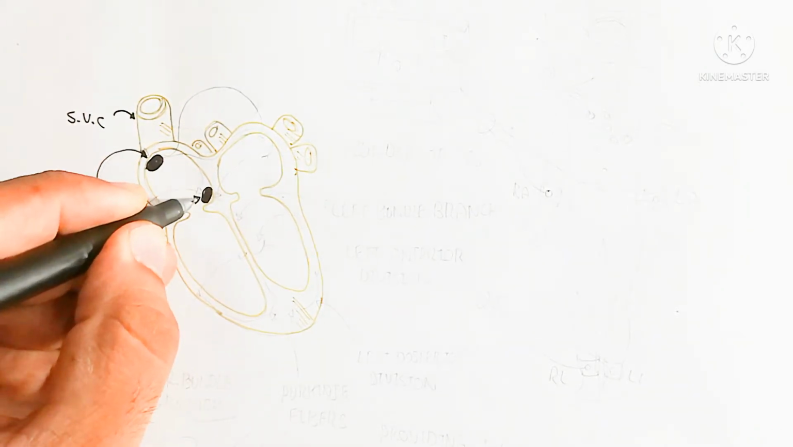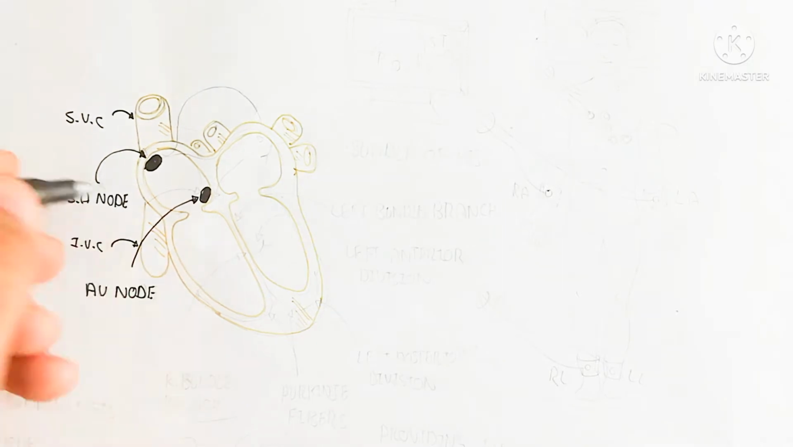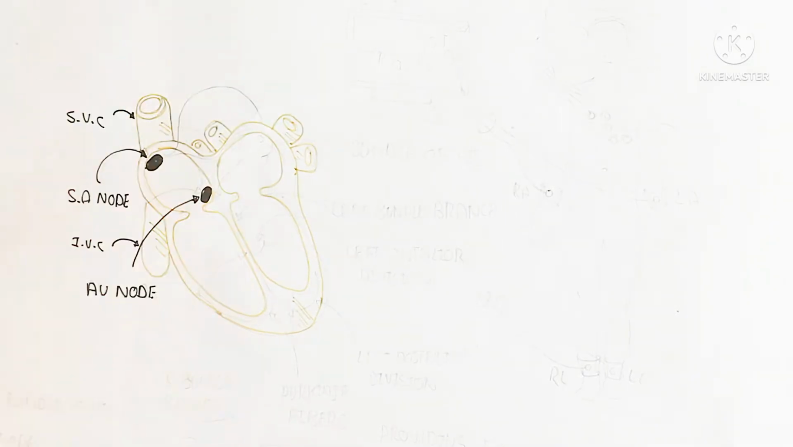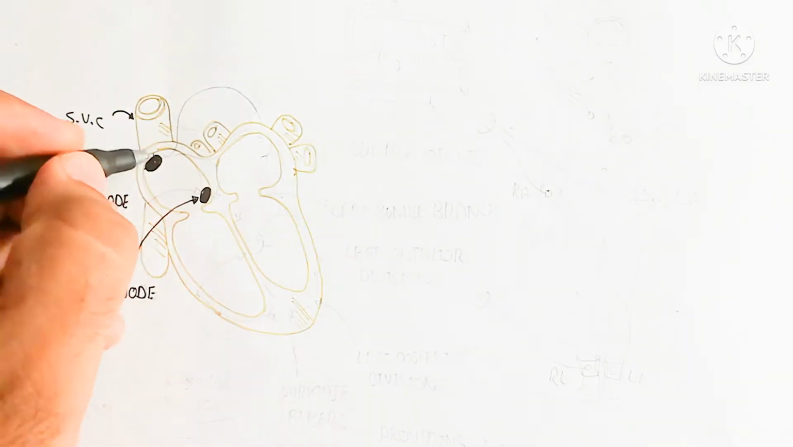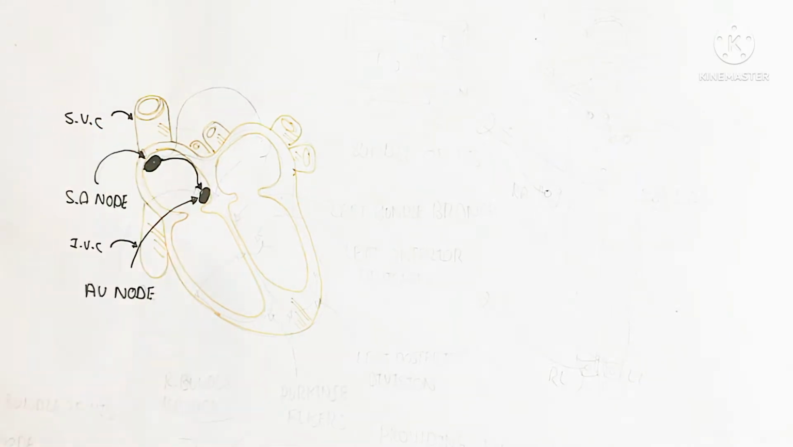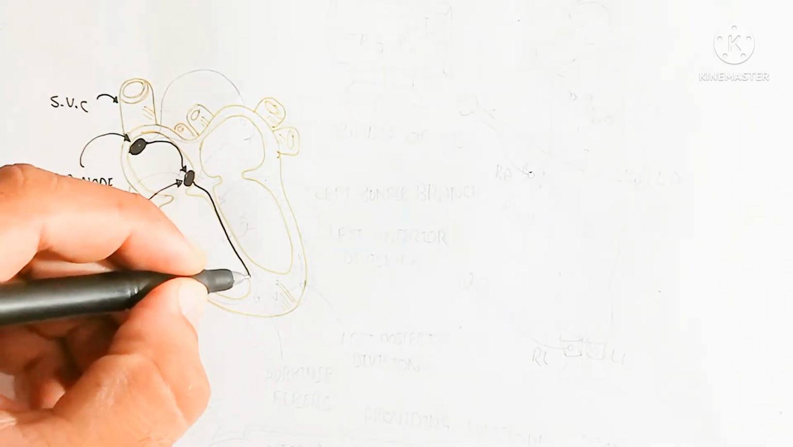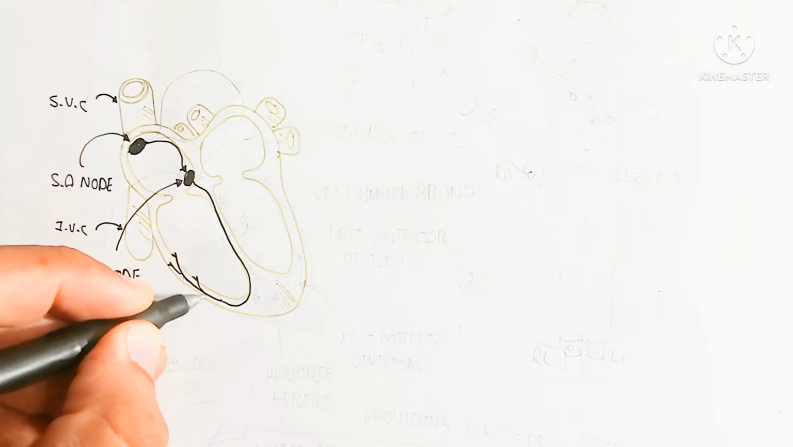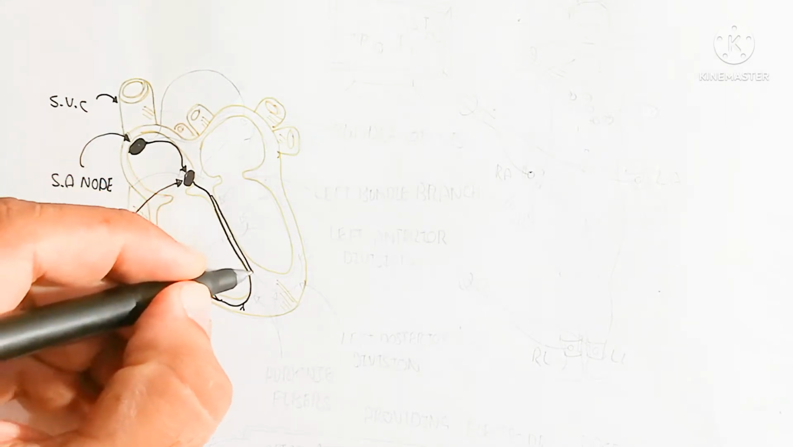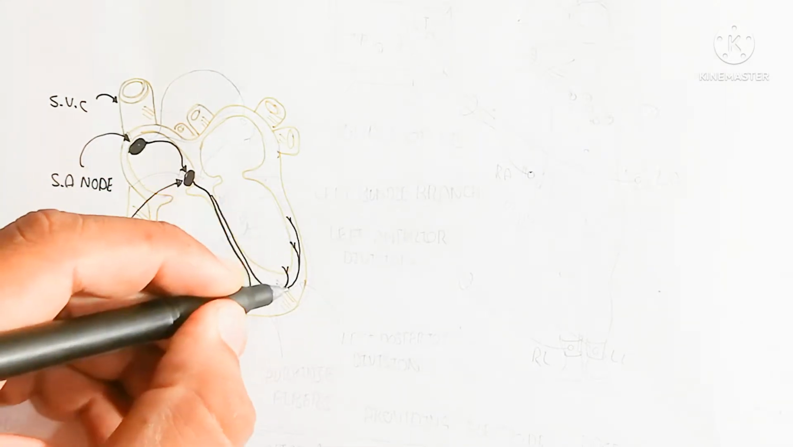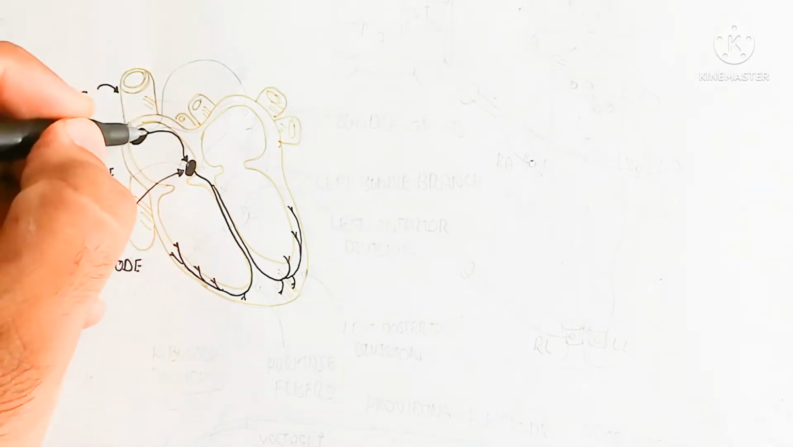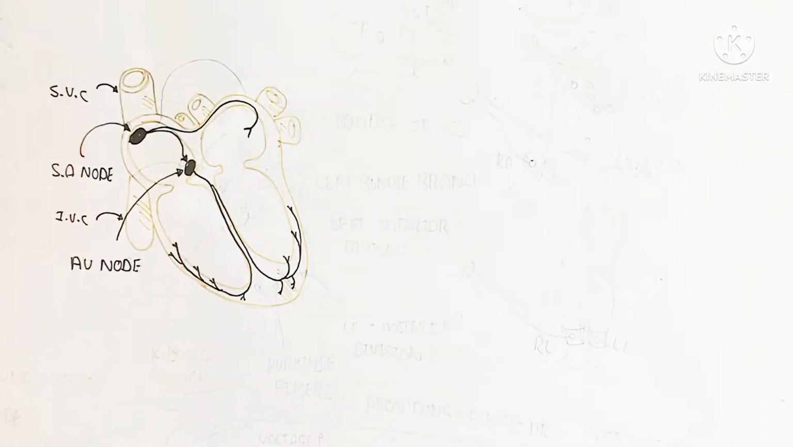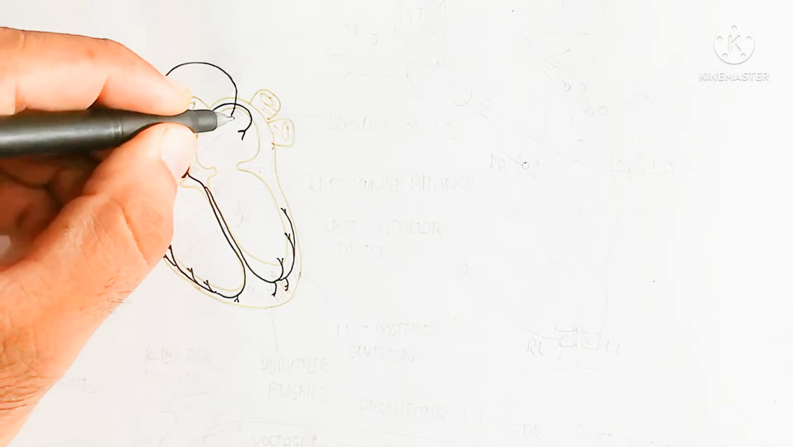black color shows the sinoatrial node and the atrioventricular node. The sinoatrial node is used for the contraction of the atrium, while the atrioventricular node is used for the contraction of the ventricles. This is basically the Purkinje fiber, which travels along the left and right bundle branches, which arise from the bundle of His.